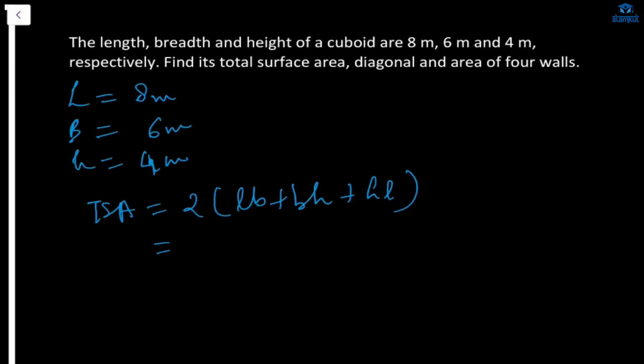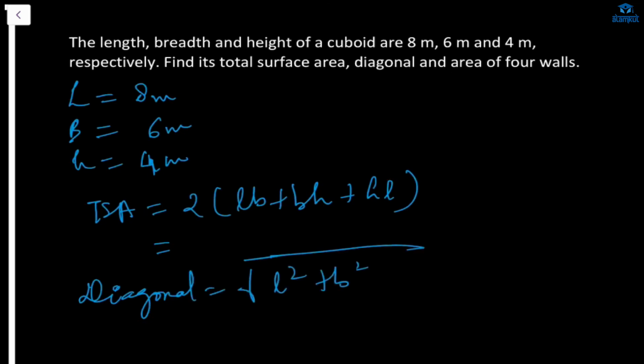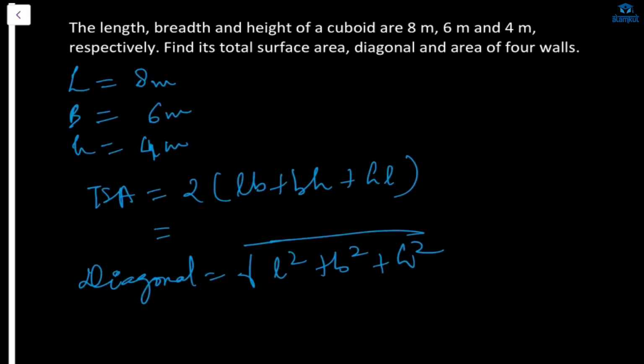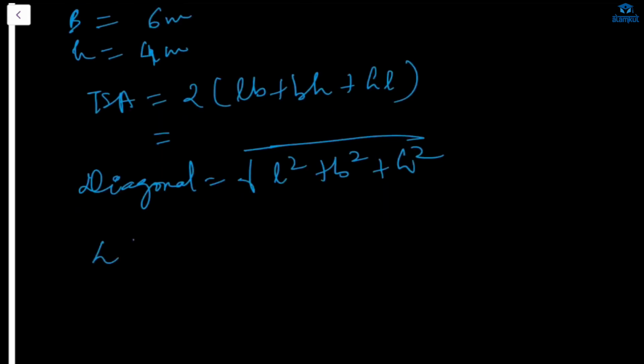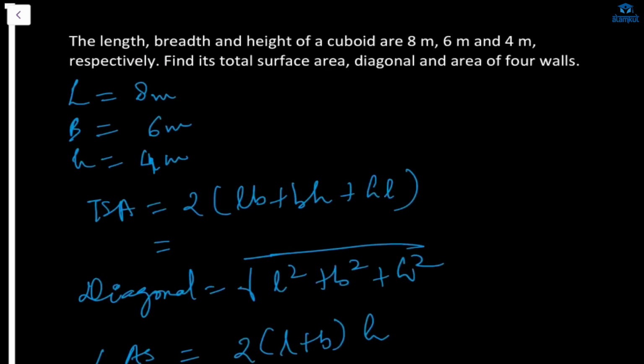And then the diagonal. What is the formula of the diagonal? Root of L square plus B square plus H square. Shazan, calculate and tell me the answer. And area of 4 walls means LSA. LSA will be, you just have to put the values in this. In your mensuration chapter, it is not at all tough. You just need to practice your calculation.